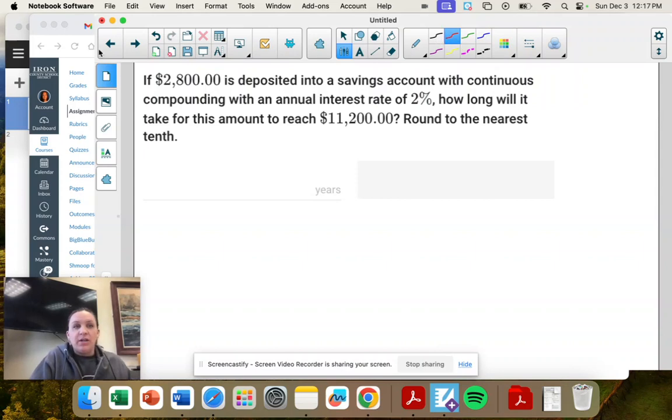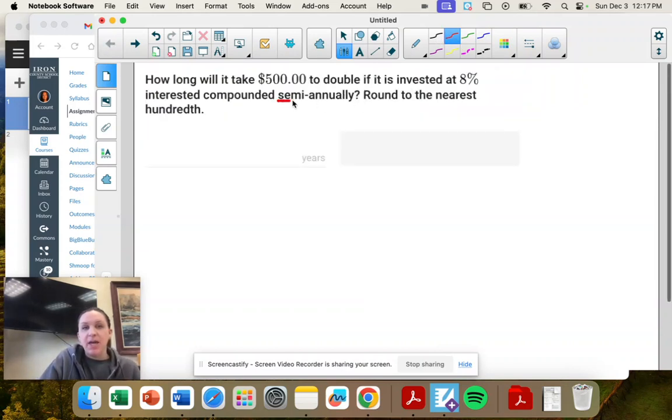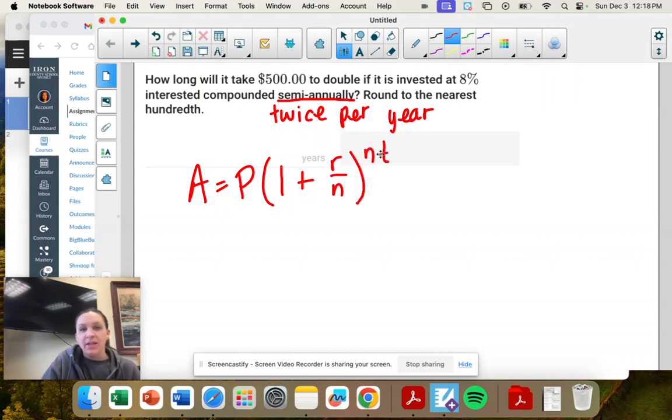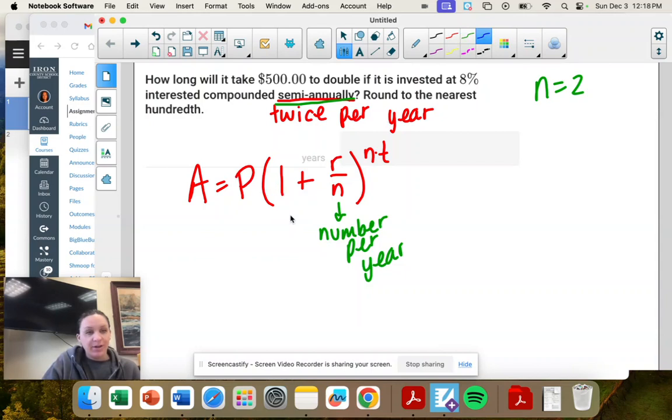So the key word here is semi-annual. So that means twice per year. And that means we're going to use our standard interest formula, which is A equals P(1 plus r over n) to the nt. So the n is how many times per year, the number per year that it's compounding. So for our example, n is 2, semi-annual, twice per year. So let's go look at our other stuff.